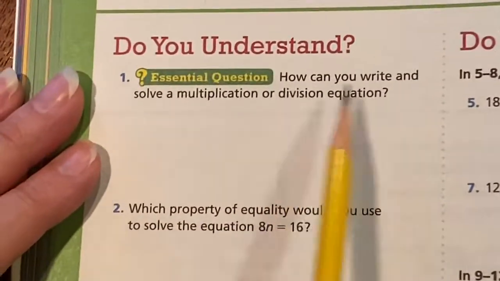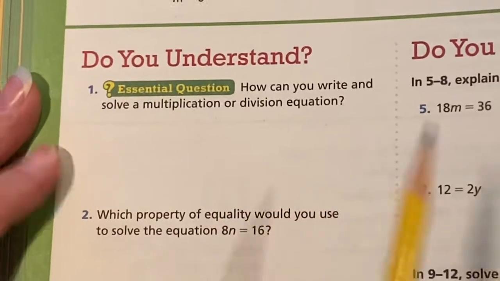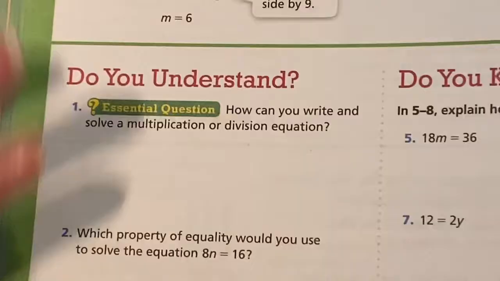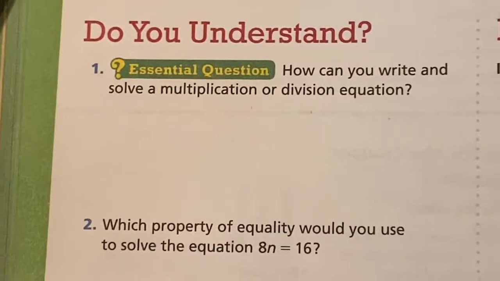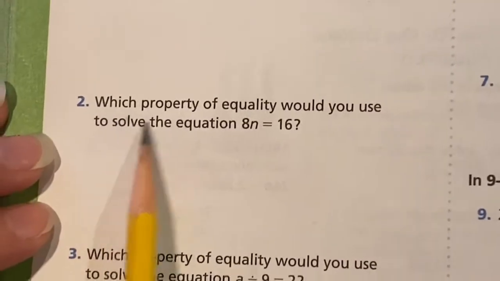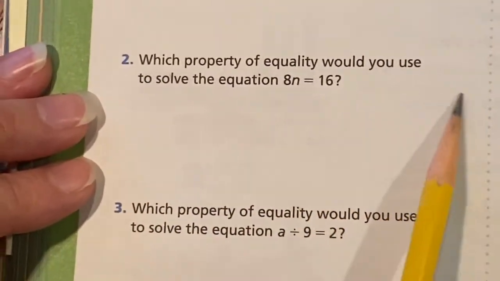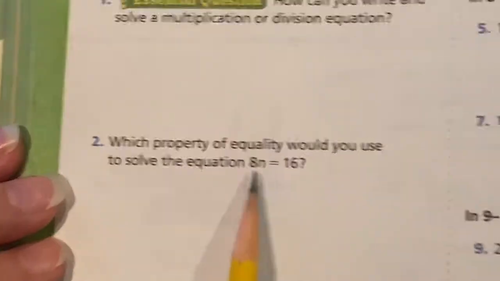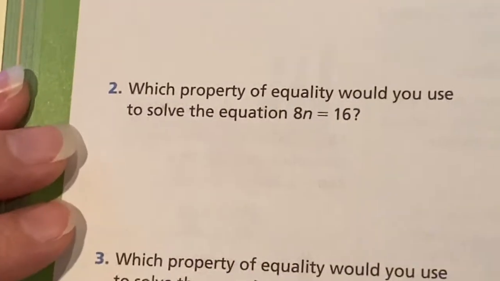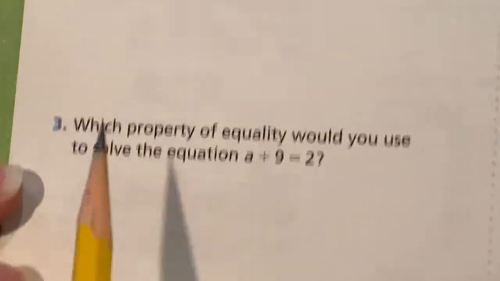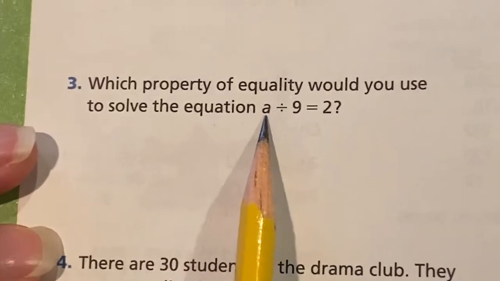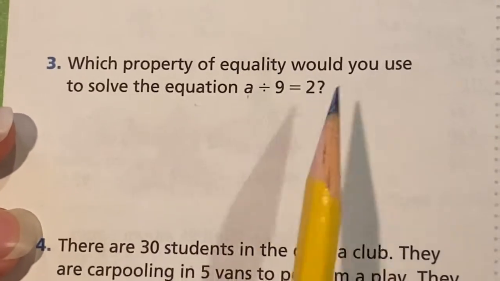Okay, how can you write and solve a multiplication or division equation? Don't overthink this. It's not super complicated. Just what do we know about writing equations? What are the steps that we need to do? Then number 2 is, which property of equality would you use to solve the equation 8n equals 16? Number 3, which property of equality would you use to solve the equation a divided by 9 equals 2?